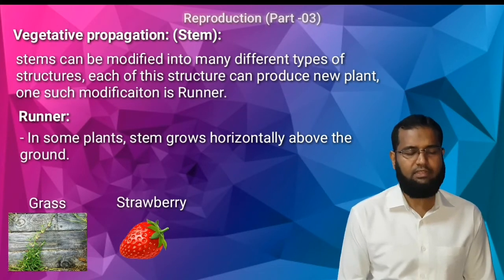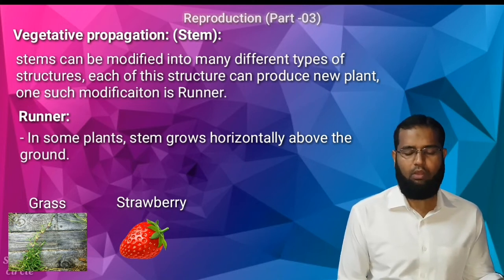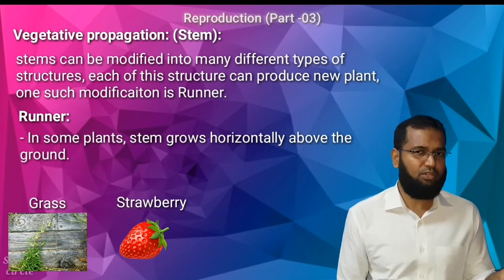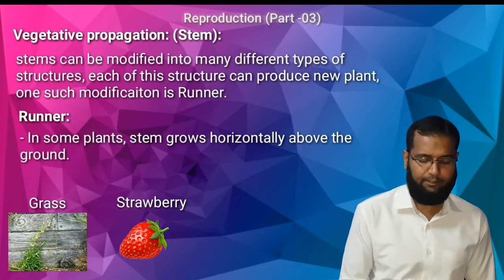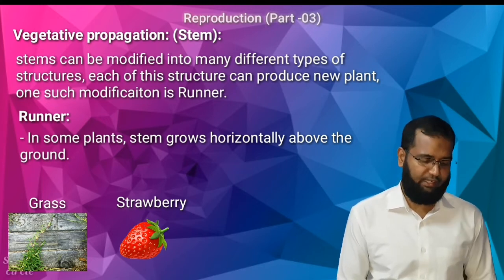If you see grass, after a certain interval of time a node is formed, and at that node a small structure called a bud develops. Each bud is capable of producing a new plant.